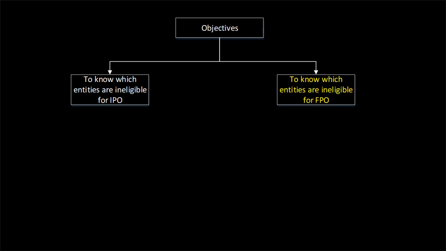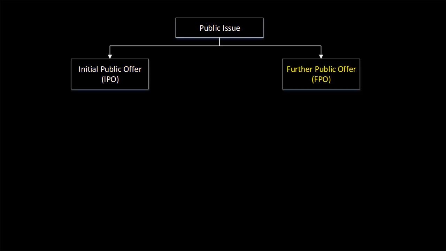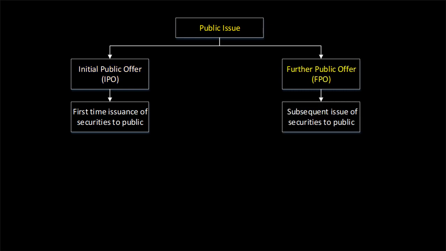Let's first see what is a public issue. Public issue means issue of securities to the public. It can be either an initial public offer or a further public offer. A public issue is said to be an initial public offer when an issuer issues securities for the first time to the public, and any subsequent issue of securities to the public is said to be a further public offer.